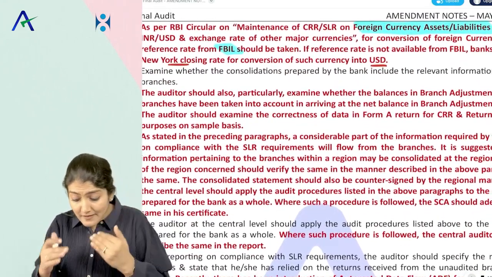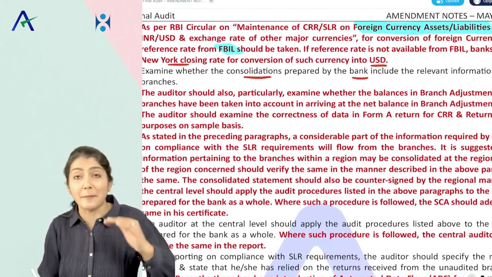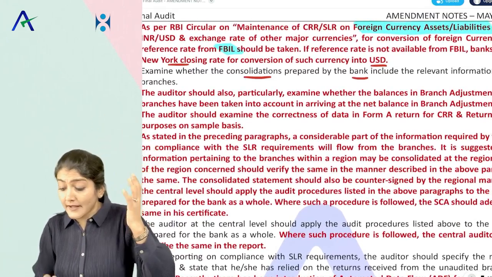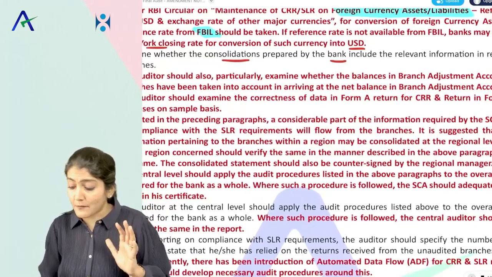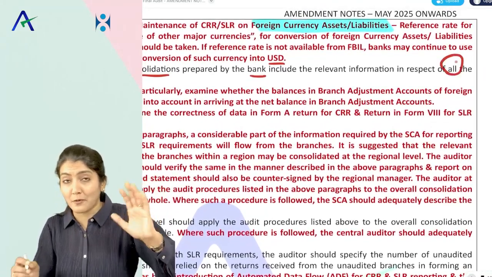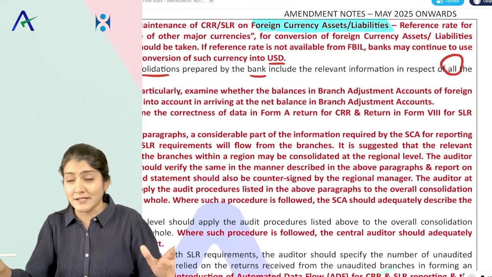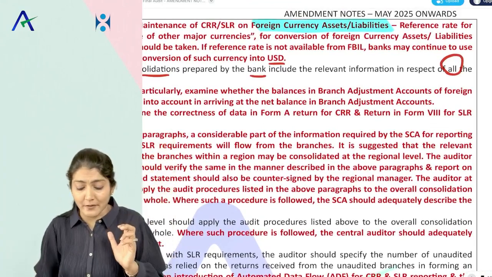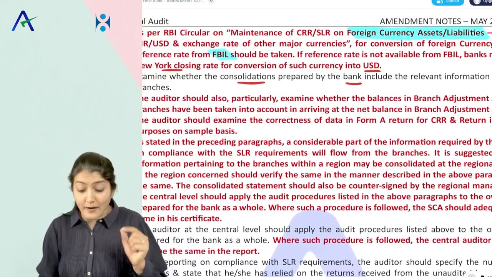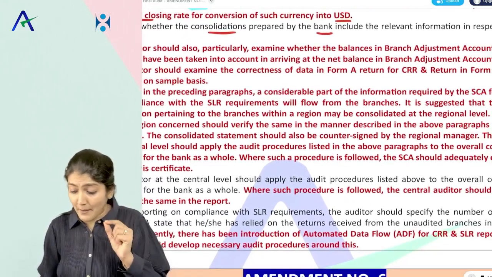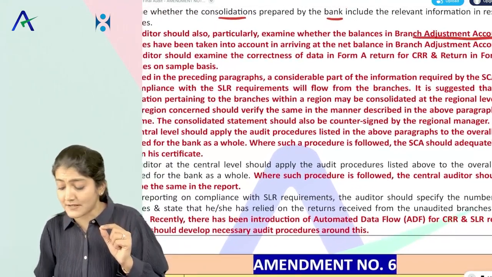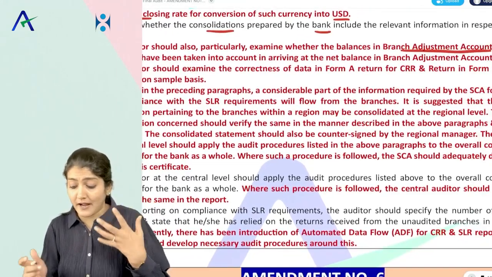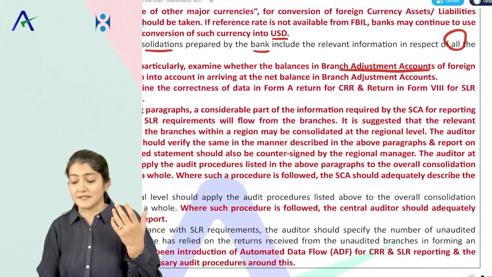Then after that, examine whether the consolidations prepared by the bank, so head office plus all the branches put together, include the relevant information in respect of all of the branches. The bank has 22,000 branches. So whether all 22,000 branches' information has been included in the consolidation. Then the auditor should particularly examine whether the balance in the branch adjustment account of foreign branches has been taken into account in arriving at the net balance in the branch adjustment account.